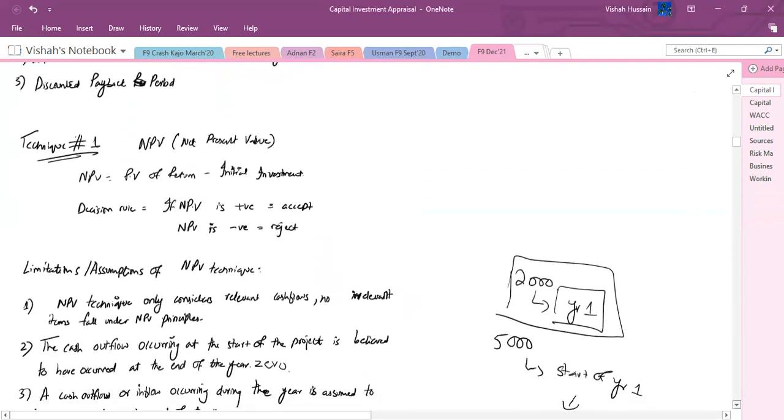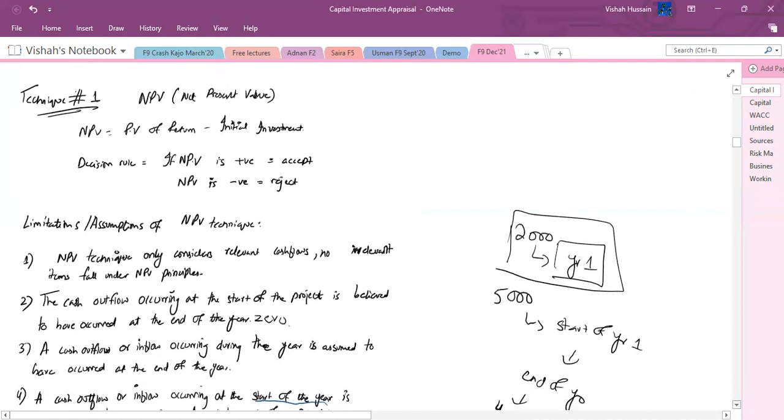Net present value technique. This basically tells you whether your project is making a profit or a loss. If the NPV is positive, then you accept the project. Why? Because that tells you that your company or your project is making a profit. But if your NPV is giving you a negative answer, then that means it is making a loss, which is why you reject the project. This is the decision-making criteria for NPV.